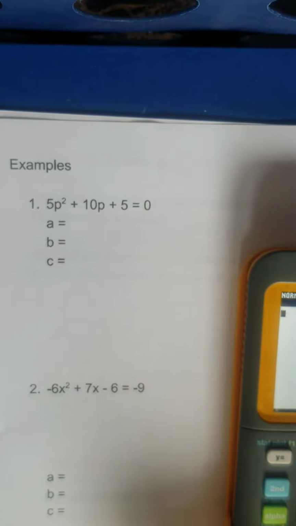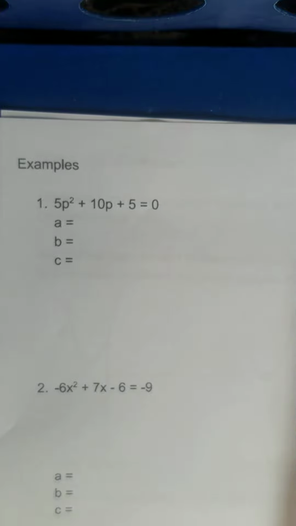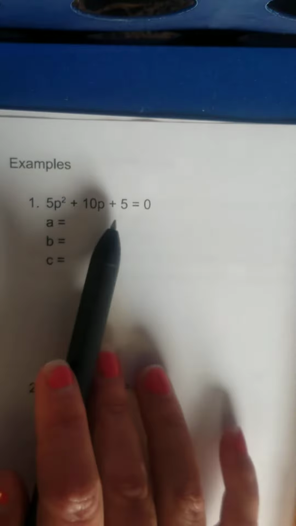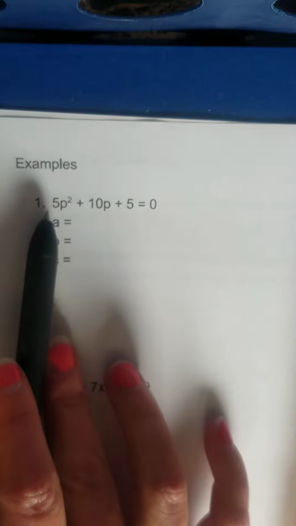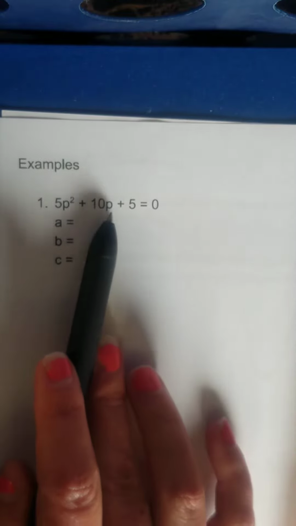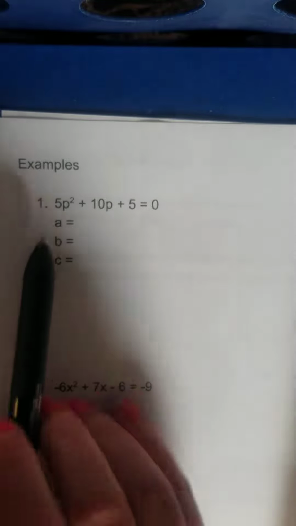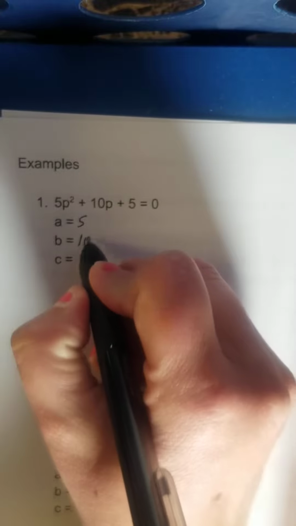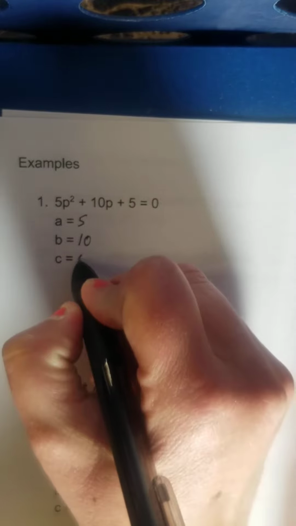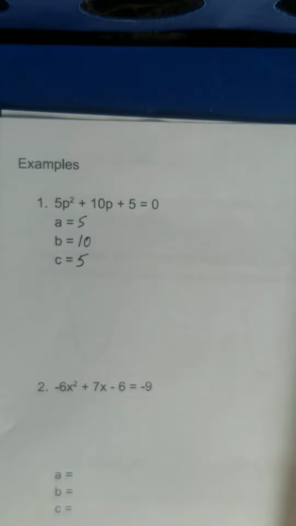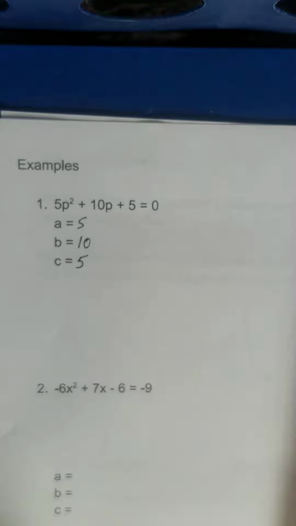All right, we're going to do some examples now. Some of you may have tried example number 1 on your own. Maybe you've gotten it. So for this one, it's already in standard form. I have ax squared plus bx plus c. In this case, it's p and p, but you get the idea. The number in front of p squared is a. The number in front of p is 10. That's the coefficient of that one. And then the constant out here is c. C is 5. So you're going to be asked to identify all 3 of those.